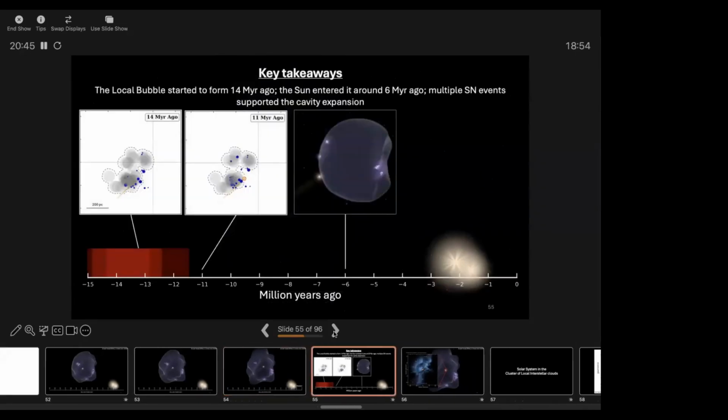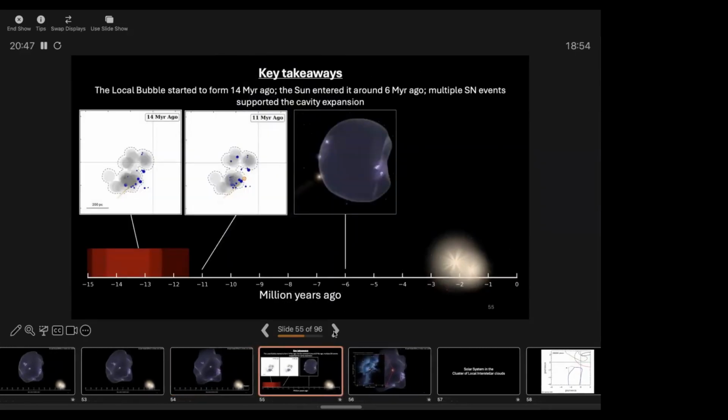So the key takeaway of this part is this one: the local bubble started to form around 14 million years ago when the sun was inside the Red Cliff wave, and then the sun entered the local bubble around 6 million years ago. And then you have other supernova explosions that happen inside the bubble and that supported this expansion of the bubble.